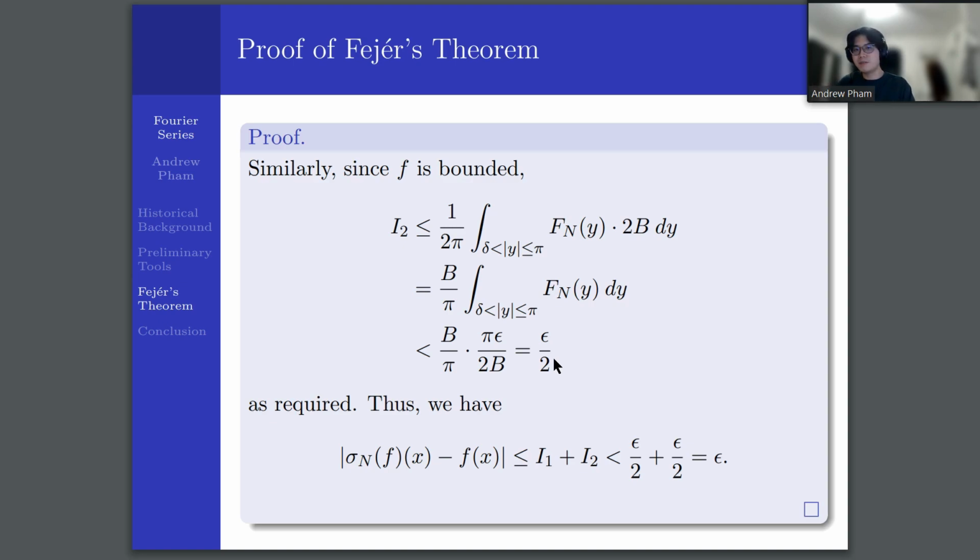So if we combine both the inequalities for I1 and I2 and take the extreme ends, we'll get that the distance between the Fejér means and f will be less than or equal to I1 plus I2, which will be less than epsilon, which is exactly what we're trying to show.